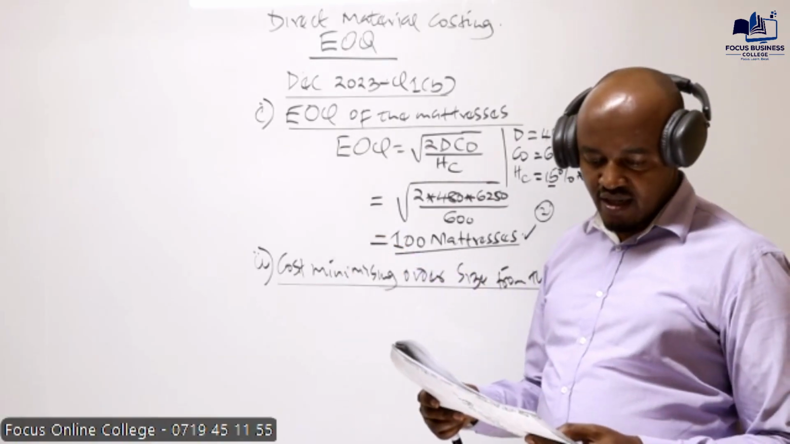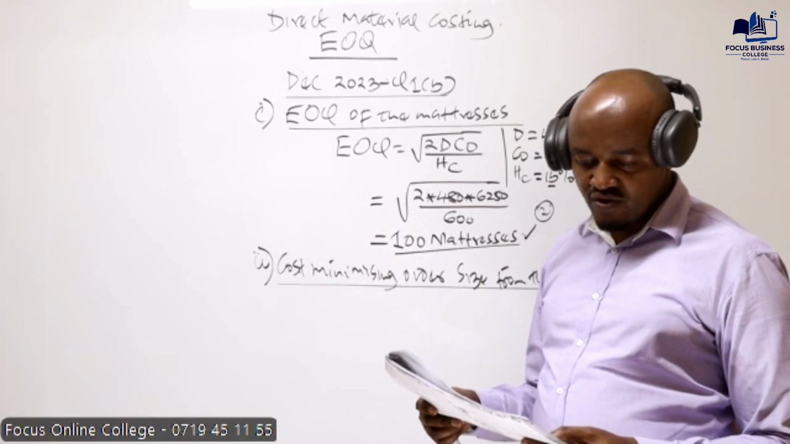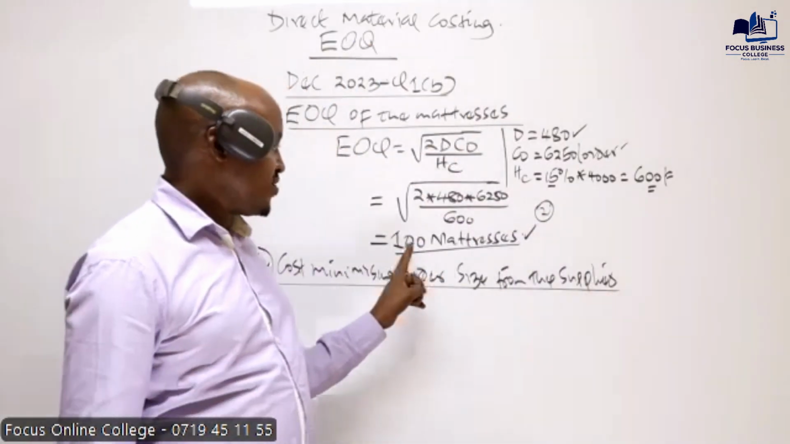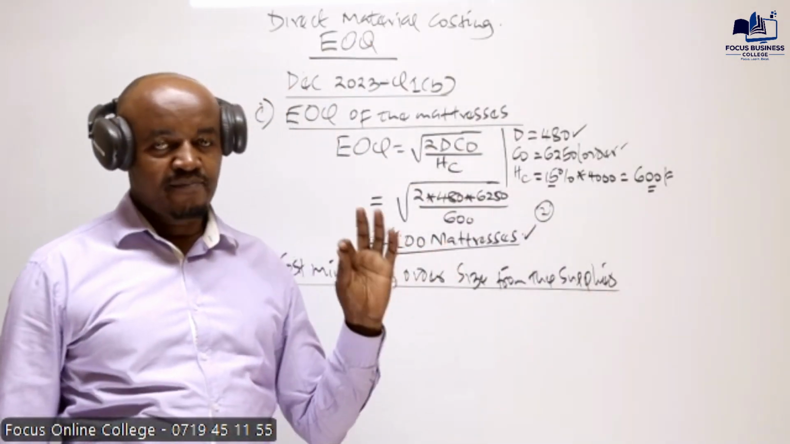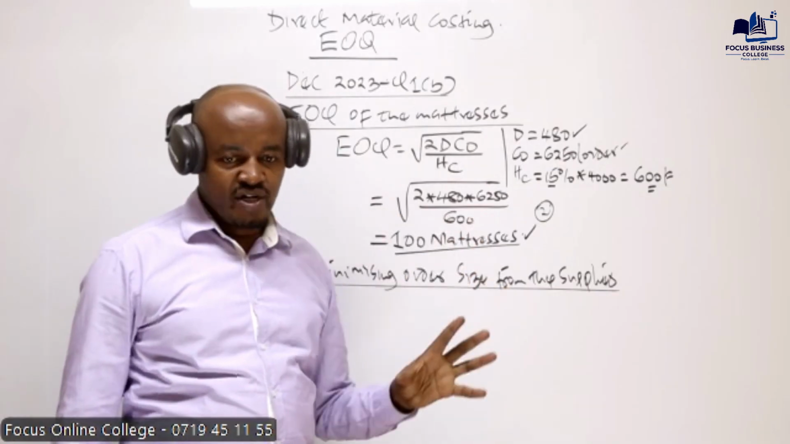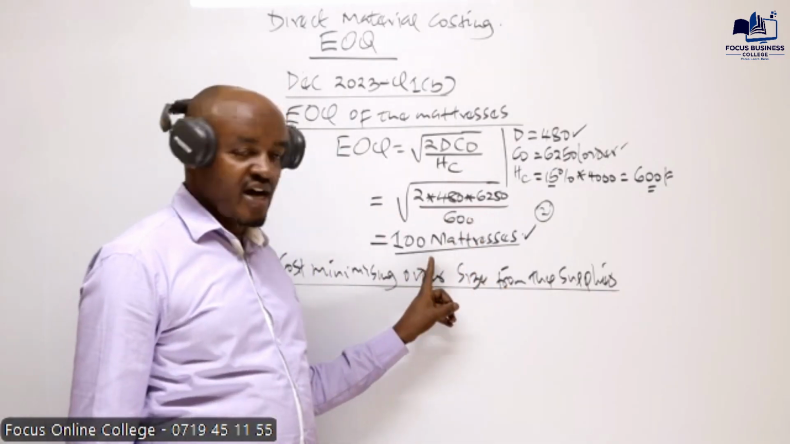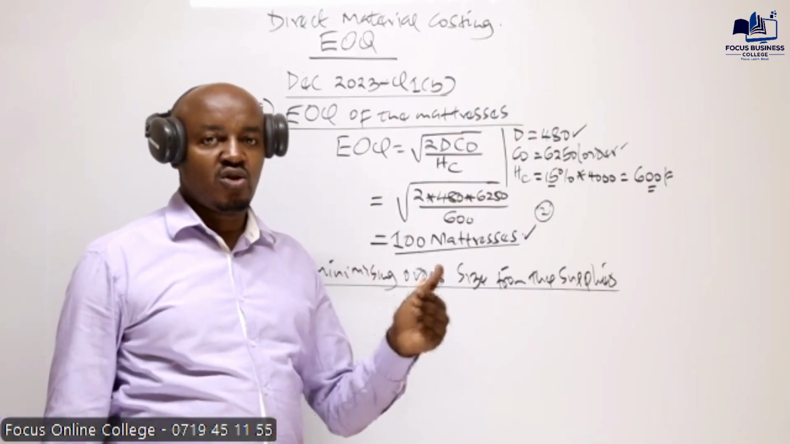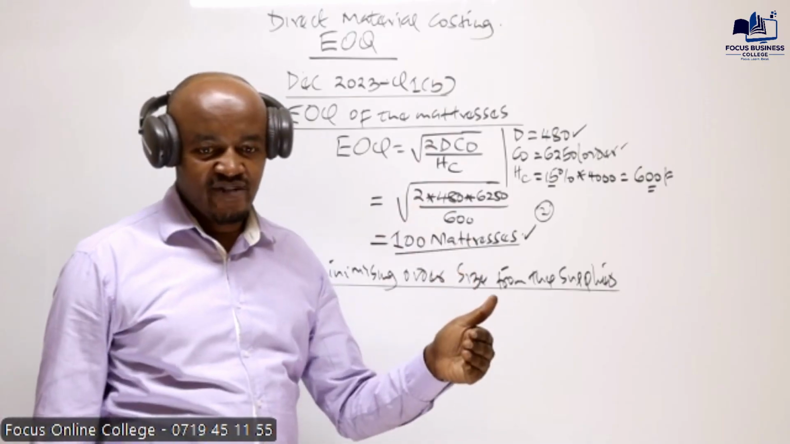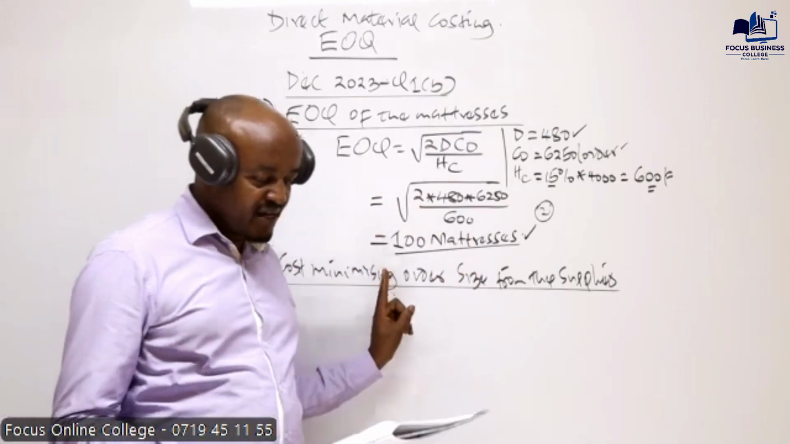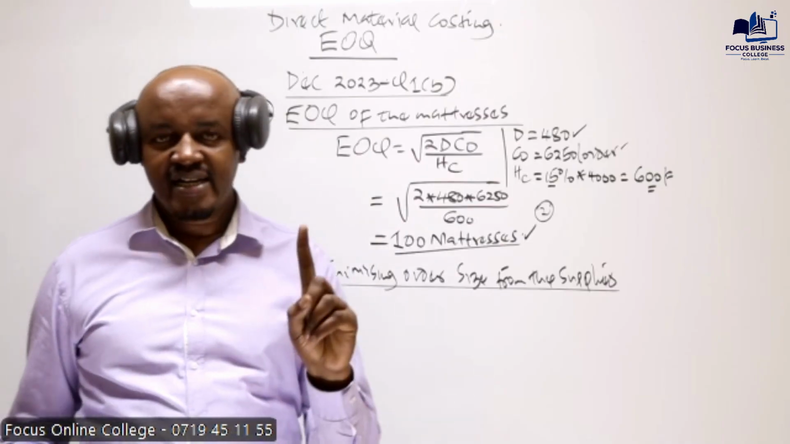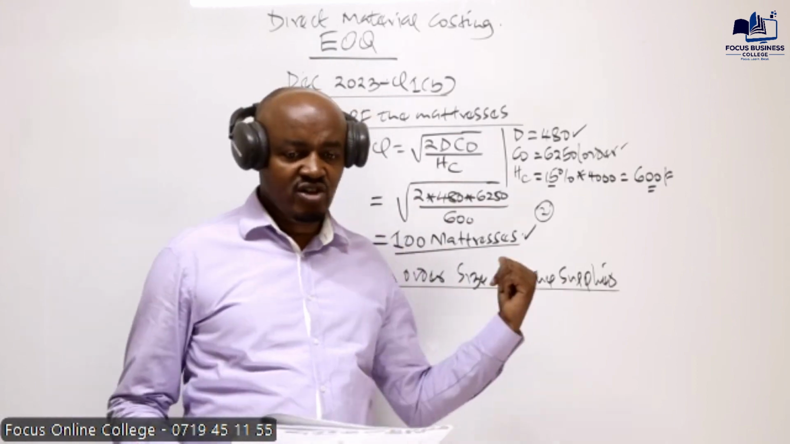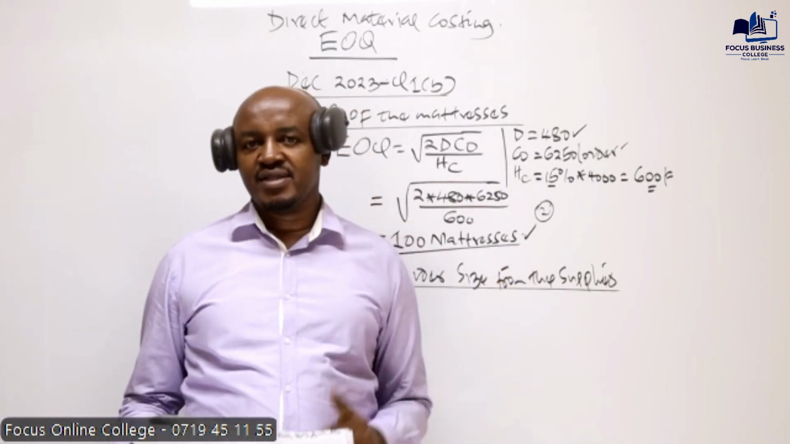We are told the supplier offers a 3% discount for orders of 120 mattresses. Remember what we said in Roman 1: for this company to minimize the cost associated with ordering and holding these mattresses, the company has to order 100 mattresses. But the supplier has extended a discount, and the company is told that if it orders 120 mattresses instead of 100, it will get a 3% discount.